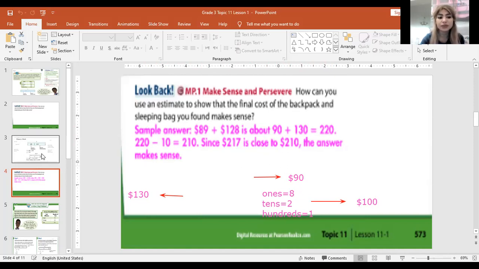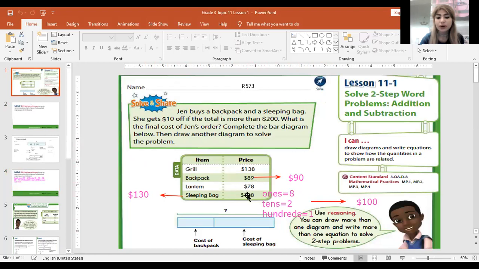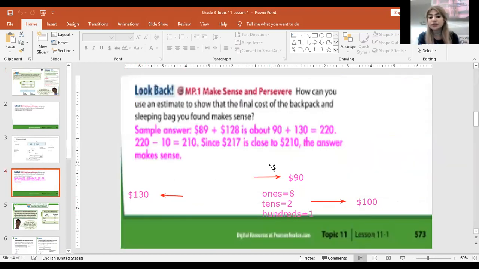So you have two ways you can solve it, as I told you. If we round 128 to the nearest hundreds, it will be 100. So 100 plus 90, you can do it like that, or you can round 128 to 130, as in our answer here. So it will be 220 minus $10 to $110. So yes, it makes sense.